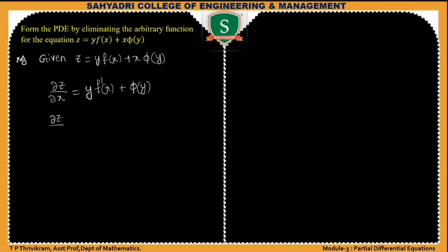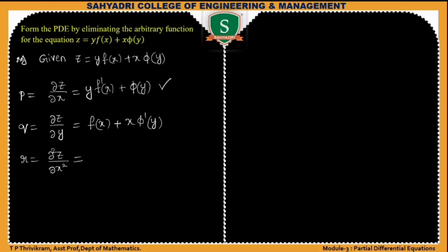Similarly, ∂z/∂y is how much? Differentiate z with respect to y. You'll get f of x, because differentiation of y is 1 and f of x, a function of x, you have to treat as constant, plus x into phi dash of y. Fine. So this is p and this is q. Now find r, ∂²z/∂x². Differentiate ∂z/∂x again with respect to x. What happens? y f double dash of x plus the differentiation of phi of y with respect to x, which is 0. So I'll get 0.